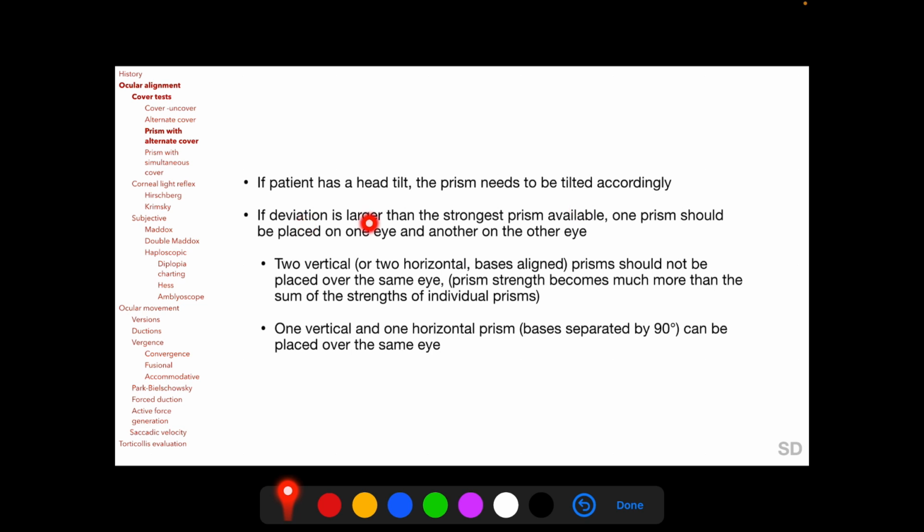And if the deviation is larger than the strongest prism available, one prism should be positioned over one eye and another prism should be positioned over the other eye so that their strengths can sum up. However, two vertical prisms or two horizontal prisms, that means prisms with bases aligned, should never be placed over the same eye, because then the net prism strength becomes much more than the sum of the strengths of the individual prisms. However, one vertical and one horizontal prism, that is prisms with bases separated by 90 degrees, can be placed over the same eye when we have a combination of vertical and horizontal deviations.